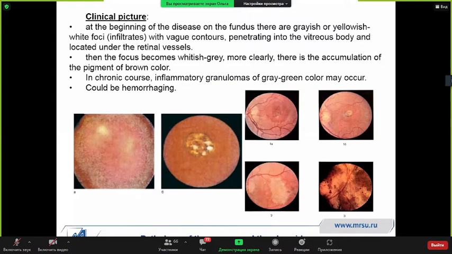About clinical picture, at the beginning of the disease on the fundus there are grayish and yellowish white foci, infiltrates. Then the focus becomes whitish gray more clearly. There is accumulation of the pigment, brown color, nearby the foci. In chronic course, inflammatory granulomas of gray-green color may occur too, and there could be hemorrhaging, mostly in the acute period.